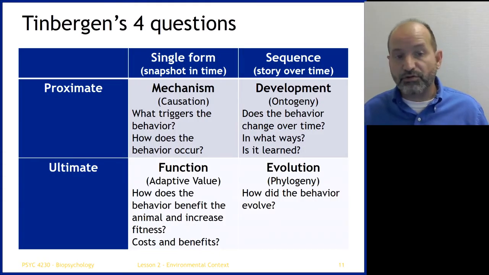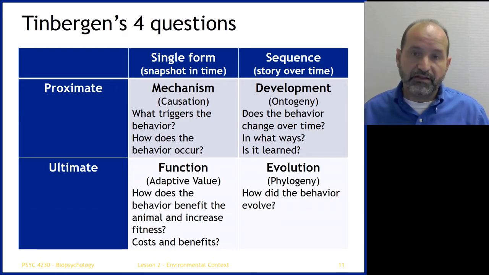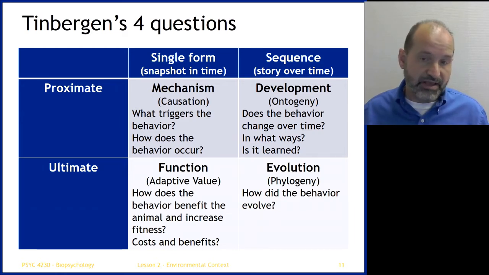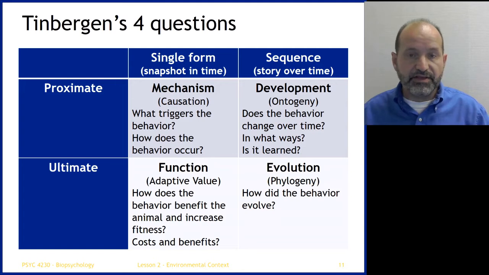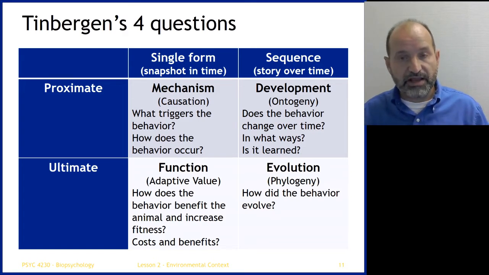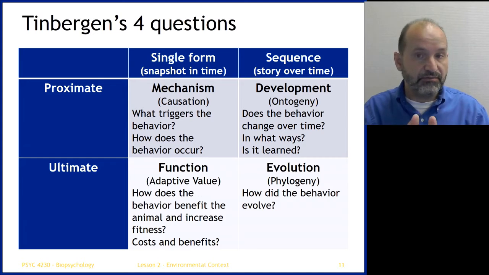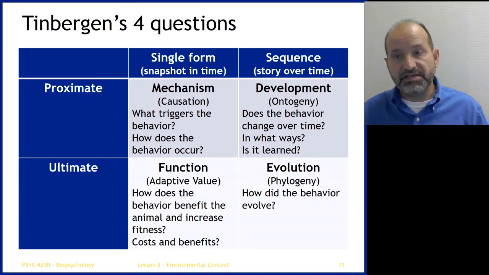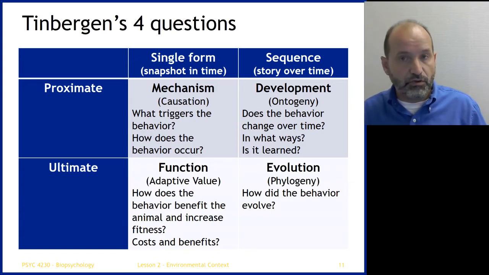Related to the idea of proximate and ultimate causes is the set of 4 questions that Tinbergen laid out for when we're analyzing animal behavior. And these cross with proximate and ultimate, but also cross with when we're looking at things. Are we looking at a single snapshot in time, or what's called a single form, or are we looking at a sequence, a story, over some period of time?